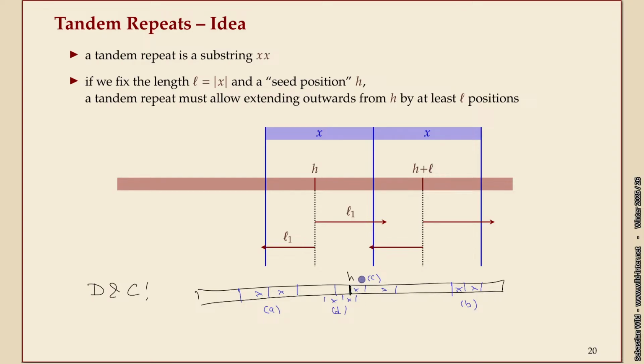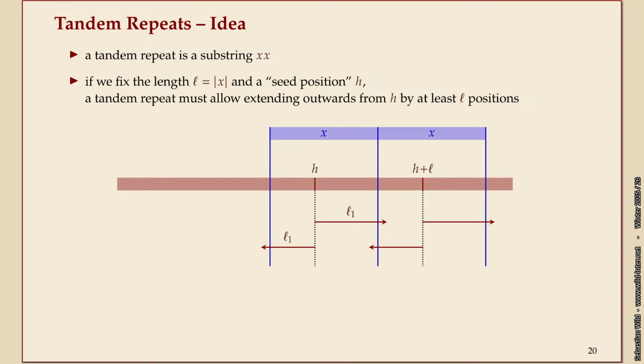And for C and D, I have to work a bit harder, but at least my H is fixed. L is not fixed, so I have to look over all possible values for L. But with a fixed H and a fixed L, I can answer whether these overlap, so whether this L1 here and L2, the important bit is that they touch each other or overlap. And that I can test in constant time.